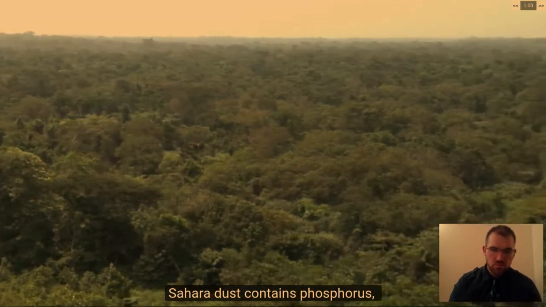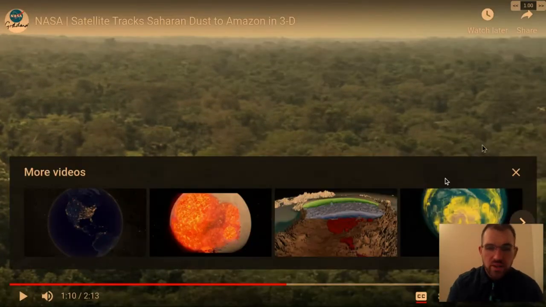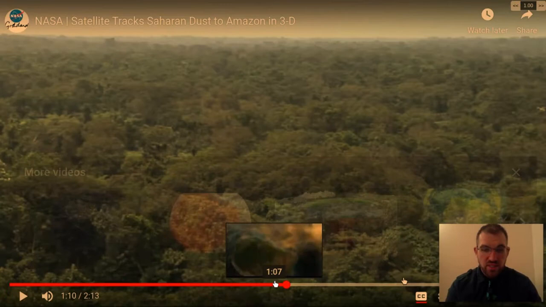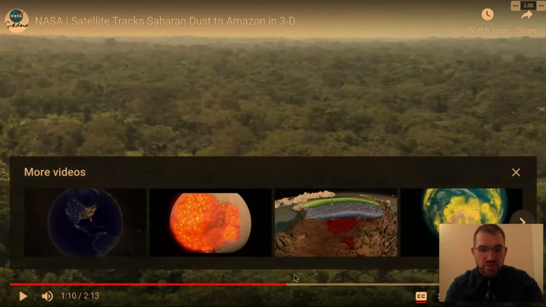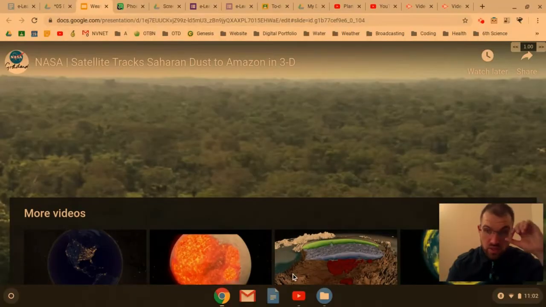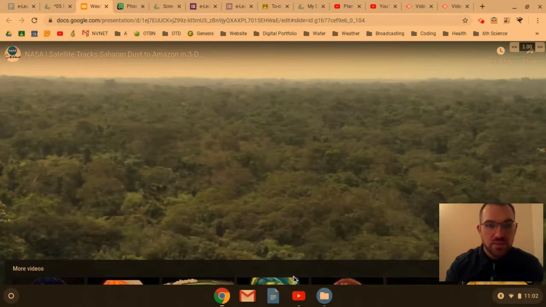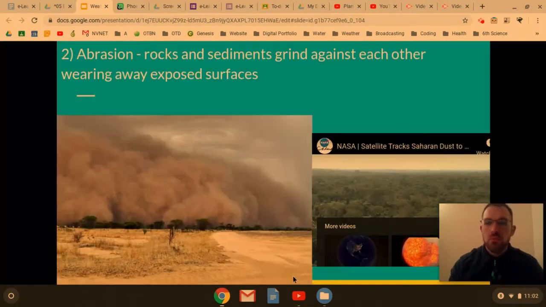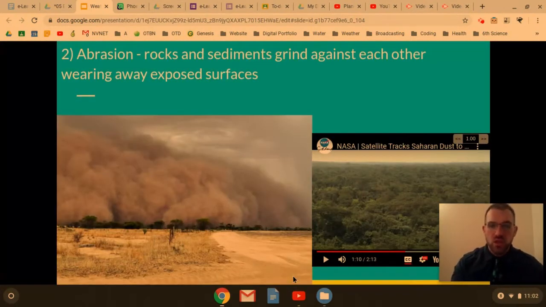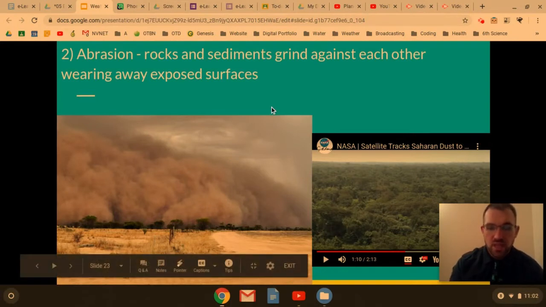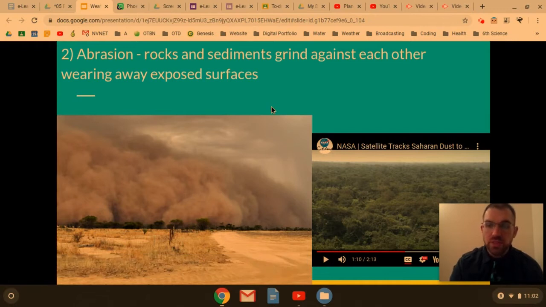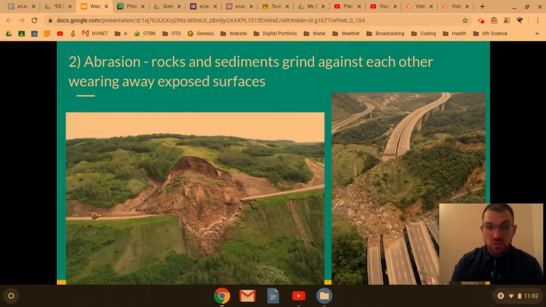So what he's saying right now is that the Saharan dust contains phosphorus, and the phosphorus is really important for all of the plants that exist here in the Amazon rainforest. So this mass migration of sediments and dust, chemical-rich dust, settles over here, and it's all part of a global ecosystem that's all connected. So this erosion that takes place is really important for that.